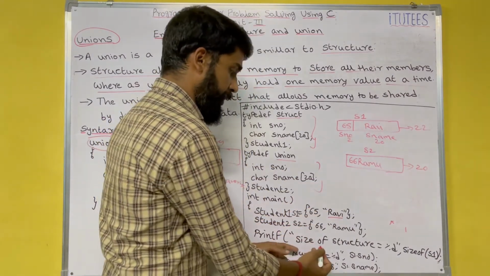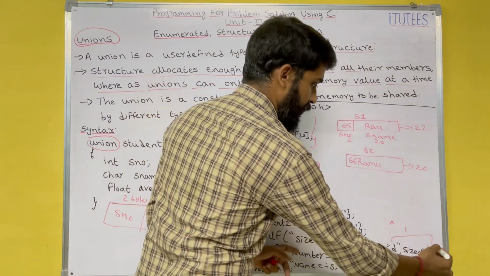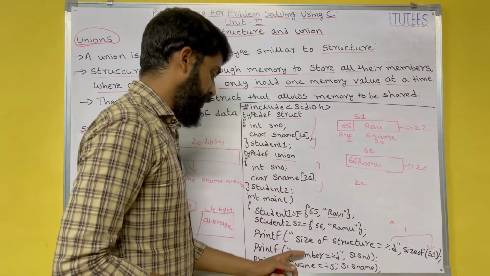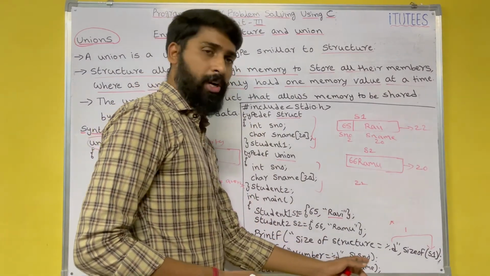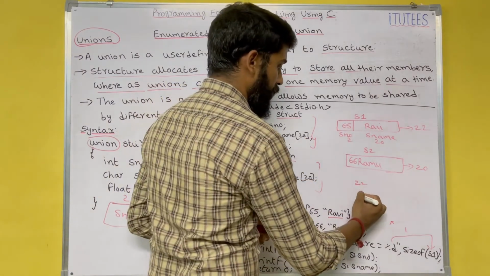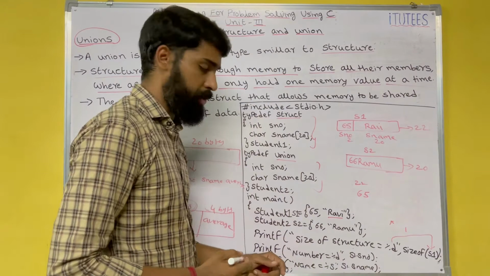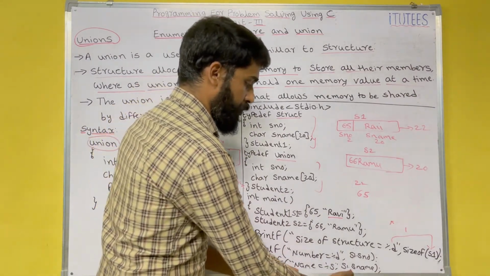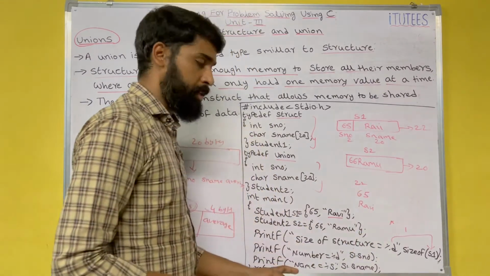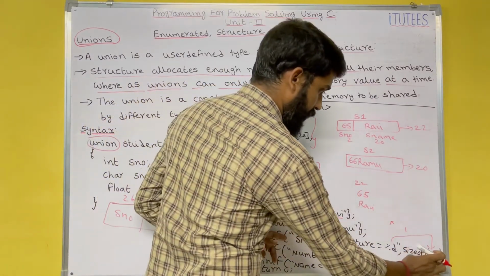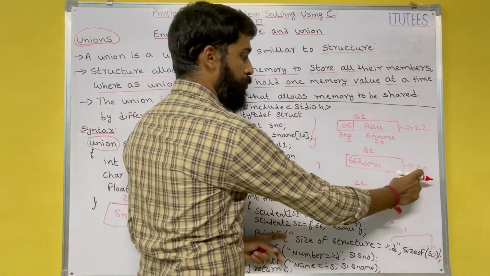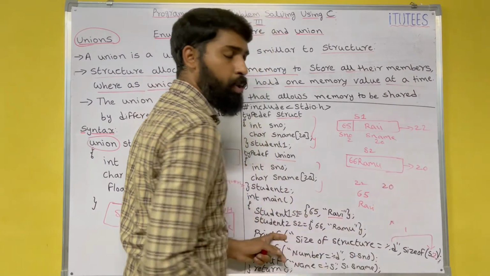Now, printf size of structure equals size of S1. What is the size of S1? 22. It prints 22 as the output. Next, number equals S1 dot S number. What is S1 dot S number? 65. So it prints 65 as the output. Then printf name equals S1 dot S name. Now it prints Ravi as the output. Okay, now I change like this: size of S2. What is the output? The size of S2 is 20.